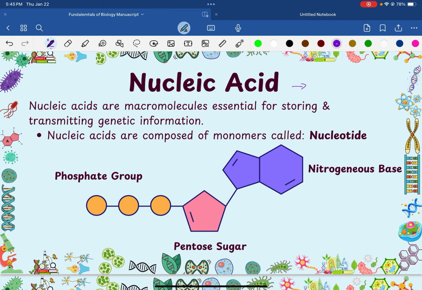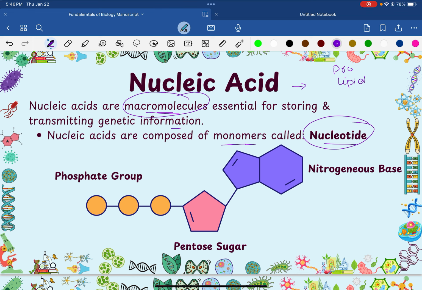So, what is nucleic acid? Nucleic acids are macromolecules essential for storing and transmitting genetic information. Along with protein and lipids, nucleic acid is one of the macromolecules. Nucleic acids are composed of monomers called nucleotides. So it means that it is composed of small monomers or small units called nucleotides.